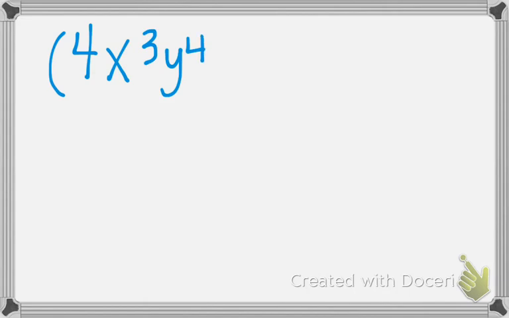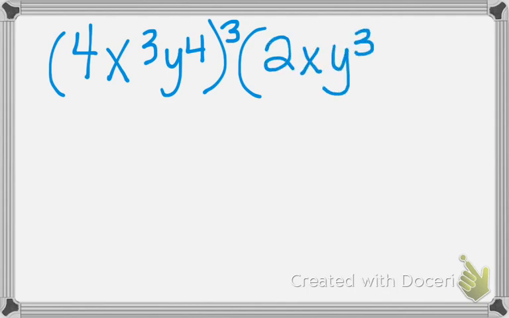Okay, we're going to do one more practice problem. And it is 4x to the 3rd, y to the 4th, to the 3rd, times 2xy to the 3rd to the -2nd. So pause right there, and I want you to solve this problem. Okay, hopefully you guys paused and solved the problem. If not, do so now.